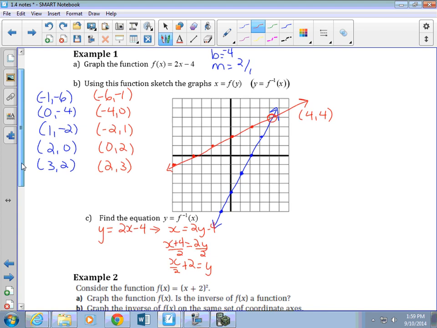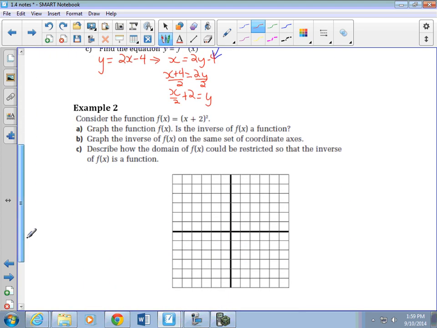Okay, next example says, consider the function f(x) equals (x plus 2) squared. Graph the function. Is the inverse of f(x) a function? So if I graph my function, this is just graphing a parabola, or a quadratic function. So I've got -2 as my h value, and 0. So I'm looking at my vertex at (-2, 0). My a value is equal to 1.